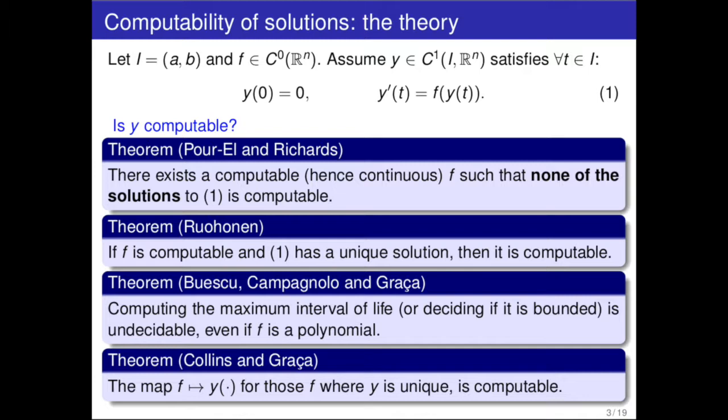First of all, if there are several solutions, it's not clear any of them is computable, because there's a counterexample: a system where, for computable f, none of the solutions is computable. If the solution is unique, then it's computable. So at least we know that.